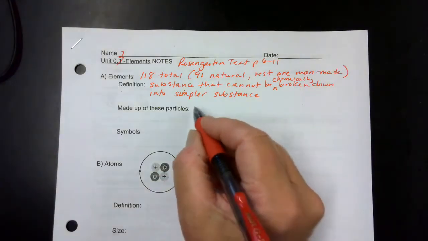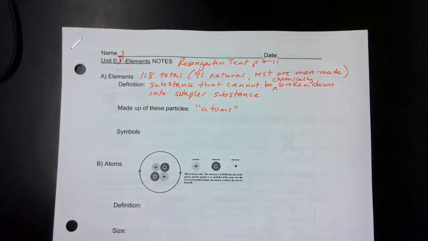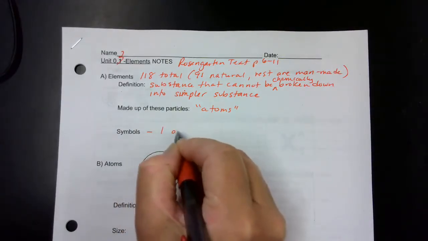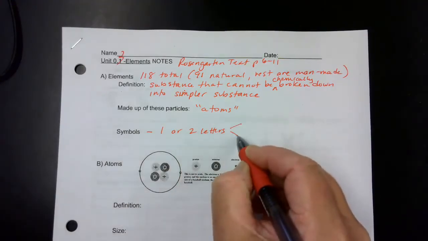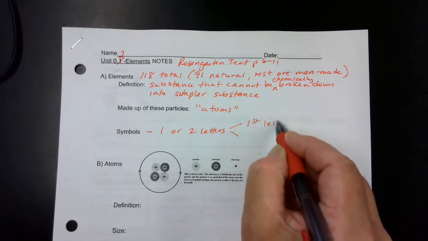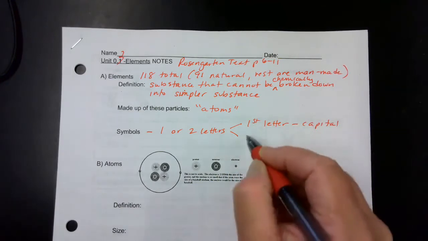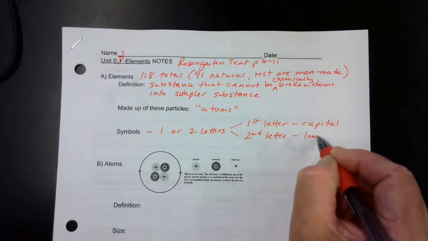The elements are made up of particles that we call atoms. We represent them with symbols. The symbols have either 1 or 2 letters, and that has a very specific format. The first letter must be a capital letter, and the second letter, if there is one, needs to be lowercase.